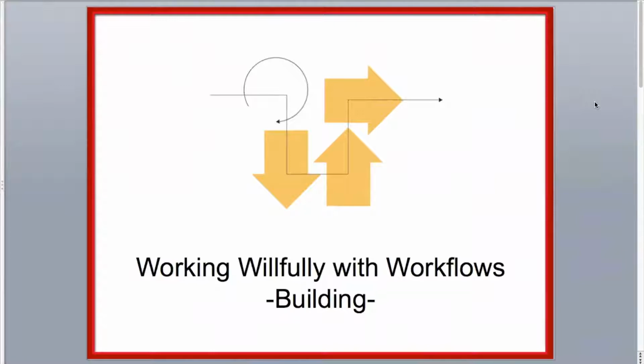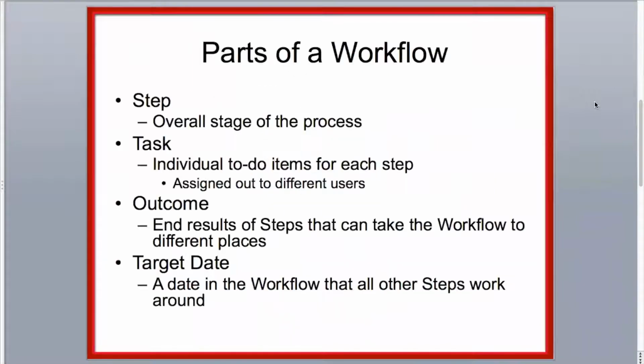So we're just going to go over a little bit of review before we jump right into building a workflow. I just wanted to bring up this slide from the previous session that goes over the parts of a workflow. There are 4 main components of a workflow, and they're each very different. And of the 4, 3 are really vital to your workflow process. And that's the first 3, your step, your task, and your outcome. The 4th, the target date, I always say that that's an optional item.